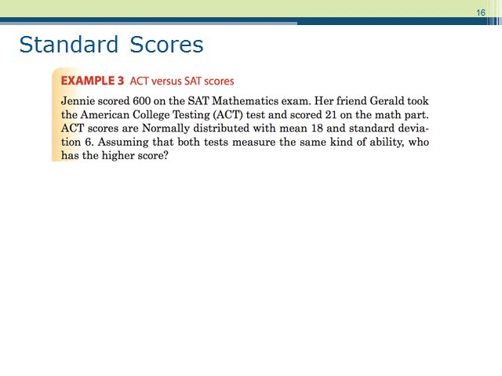Let's look at an example. Jenny scored 600 on the SAT mathematics exam. Her friend Gerald took the ACT test and scored 21 on the math part. ACT scores are normally distributed with a mean of 18 and a standard deviation of 6. Although it's not listed here, the SAT Mathematics exam is also normally distributed with a mean of 500 and a standard deviation of 100. If we assume that these tests measure the same kind of ability, then who has the higher score?